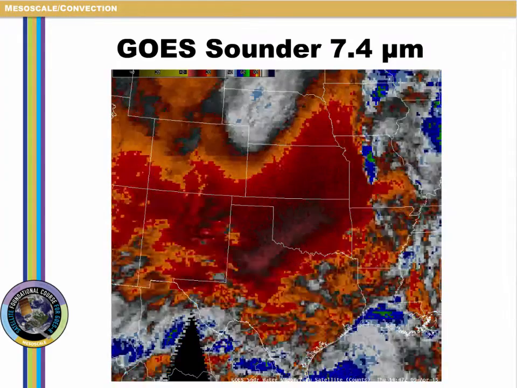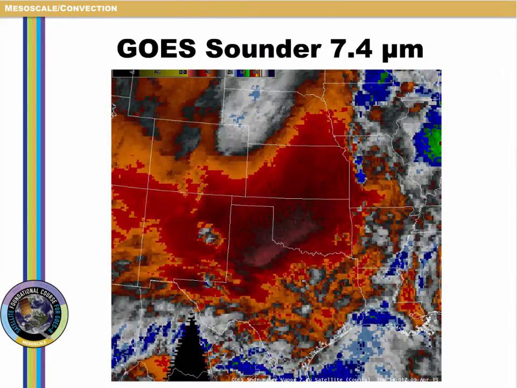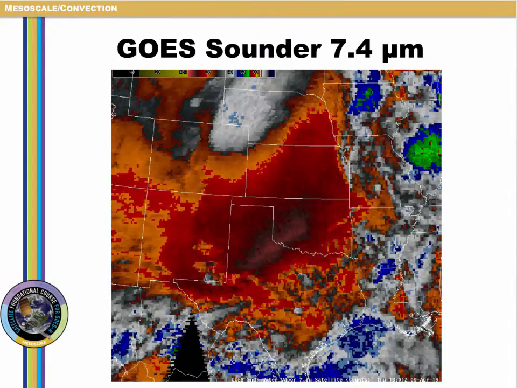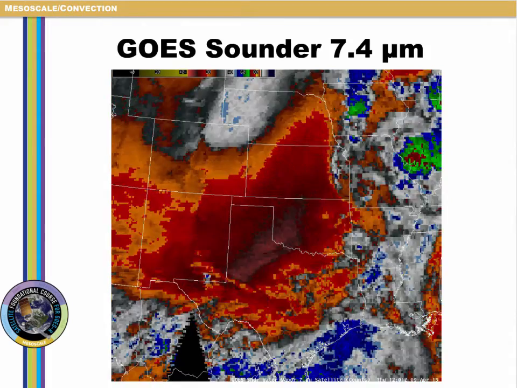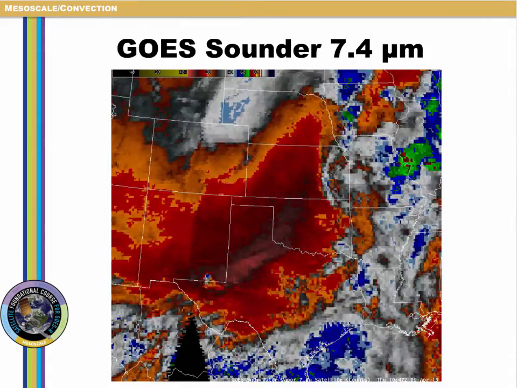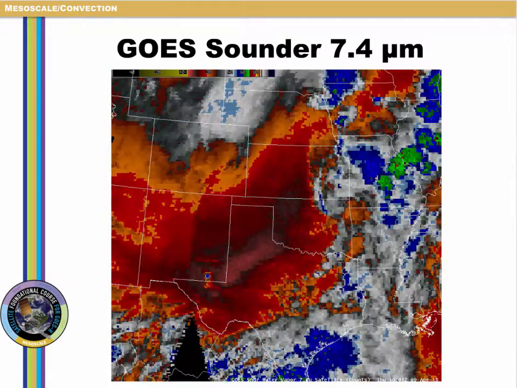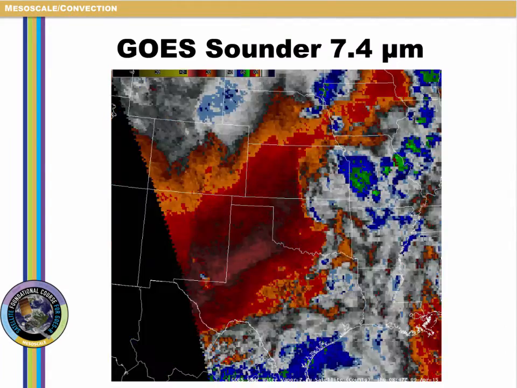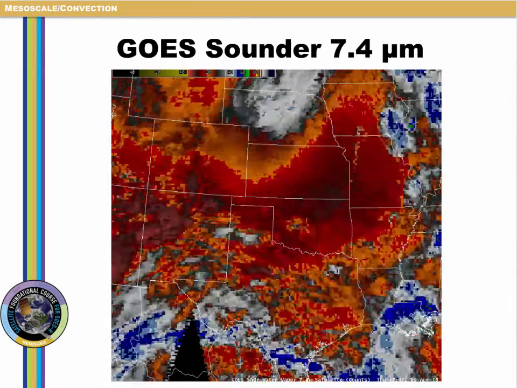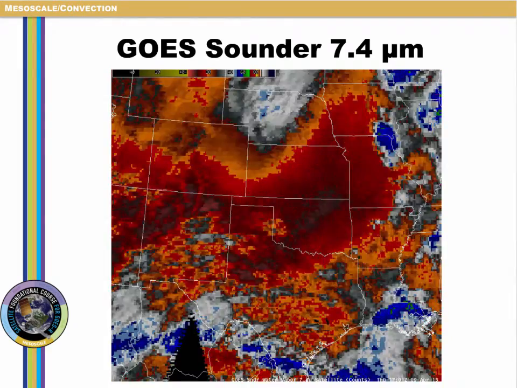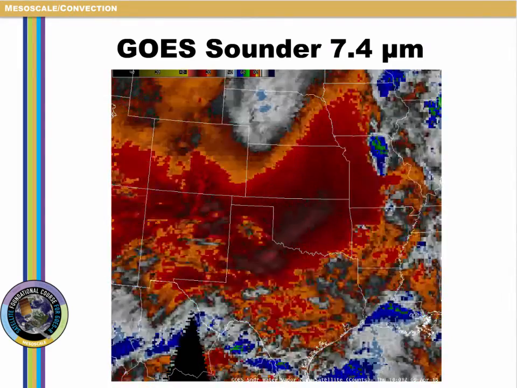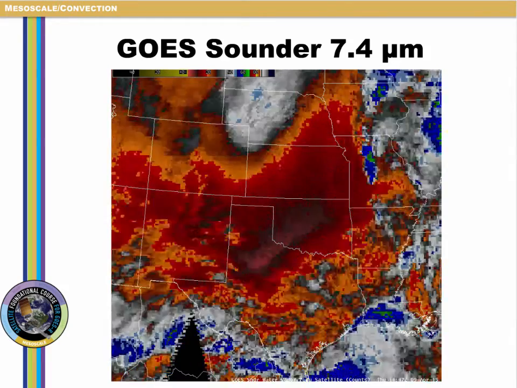Now let's look at a case from April 2015 from the GOES Sounder 7.4 micron band. The elevated mix layer will show up as a region of warmer brightness temperatures. Keep in mind there are many reasons why you may observe warmer brightness temperatures in this channel. Synoptic scale subsidence will commonly show up as warmer brightness temperatures, so we need to confirm the region of warmer brightness temperatures are indeed associated with the elevated mix layer.